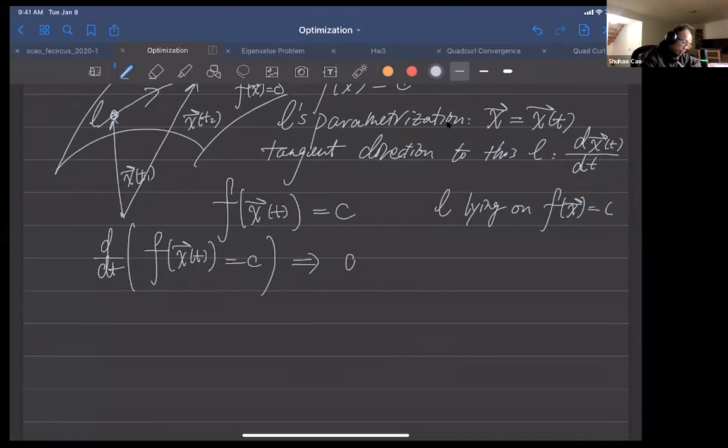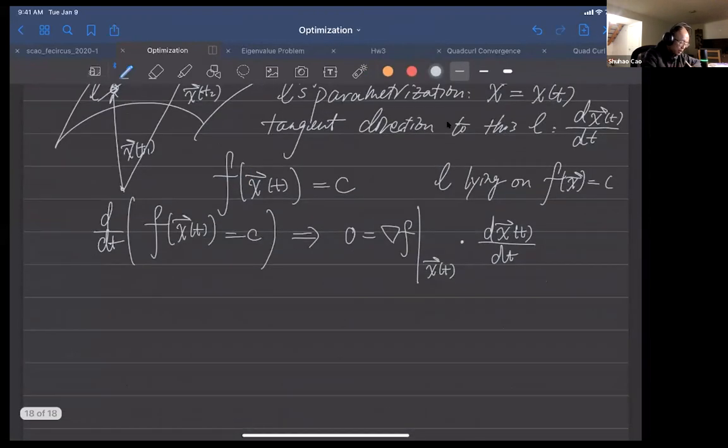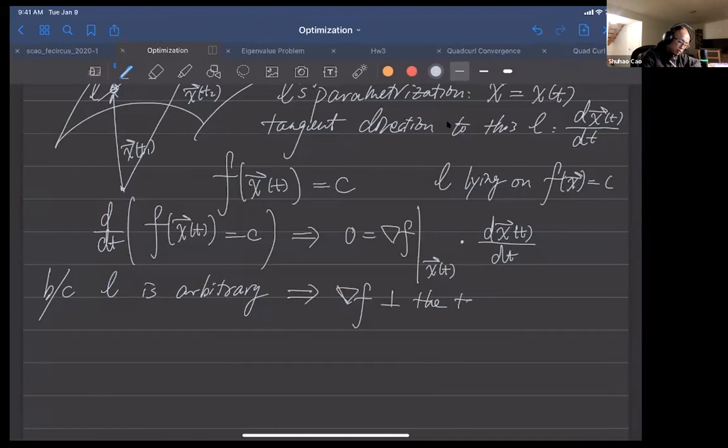So the right side is zero, because it's constant. The left side, we have to use the chain rule. First we have the gradient of f evaluated at this point, then the dot product with dx/dt. And then voila, because this one is the gradient at this point, and this is the tangent direction of this line at this point. Because L is arbitrary, because we can choose any line lying on this level surface, this implies the gradient of f is orthogonal to the tangent of the level surface.